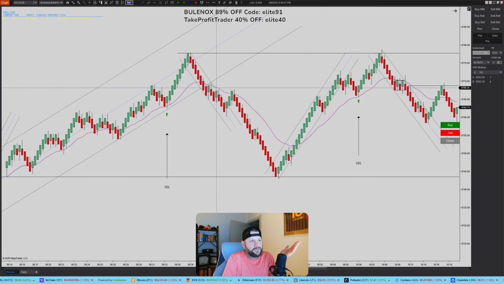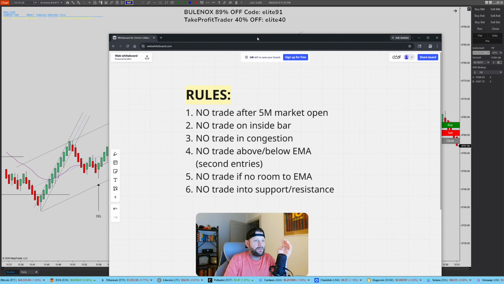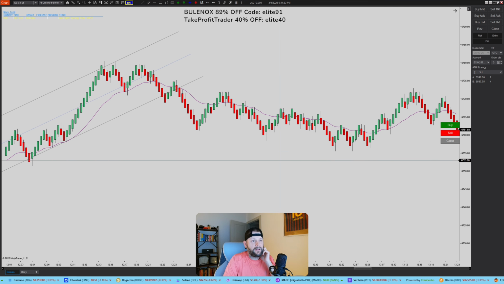Number 5, no trade if there's no room to the EMA. Again, I just explained that. Make sure you have enough room to the EMA, whether it's triple test, or not second entry, but lower high, higher low. And of course, last one, no trading into support resistance. And this one, people miss that a lot actually, and I used to miss that a lot.